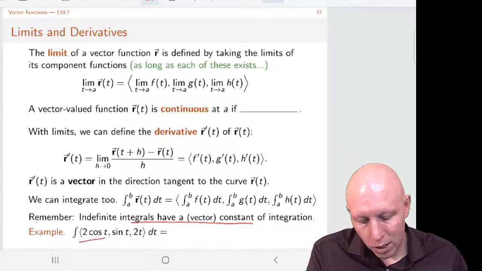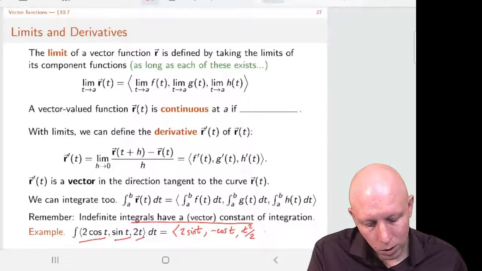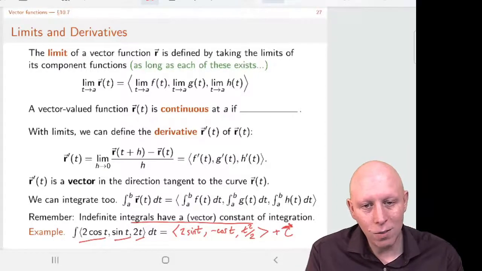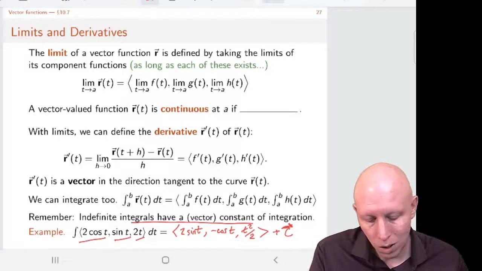So if we're integrating 2 cosine of t, the integral of cosine is sine, so 2 sine of t. The integral of sine of t is negative cosine of t. The integral of 2t is t squared over 2. Don't forget your constant of integration: there's a constant for the x-coordinate, a constant for the y-coordinate, and a constant for the z-coordinate.